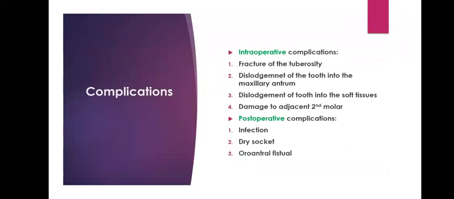Now, complications are intraoperative and postoperative. Intraoperative, there might be fracture of the tuberosity, dislodgement of the tooth into the maxillary antrum, dislodgement of the tooth into the soft tissues, damage to the adjacent second molar, and postoperative complications can be infection, dry socket, or oroantral fistula.